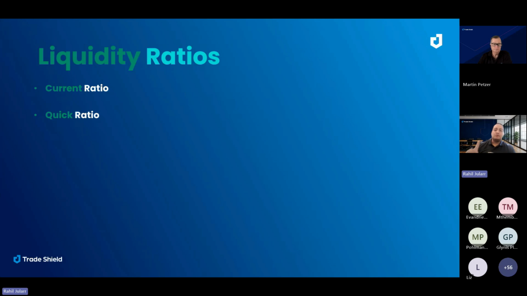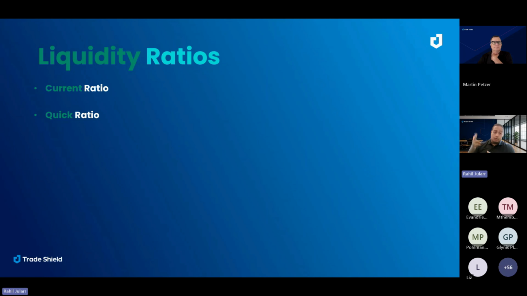With liquidity ratios, the two main liquidity ratios, and now guys, with any of the ratios that we speak of, of course, these aren't the only ratios. There's a whole range of ratios that you can go and look at, and depending on the type of business you are, and depending on the type of business your customer is, those could change. But what we're going to be focusing on is the most important ratios.